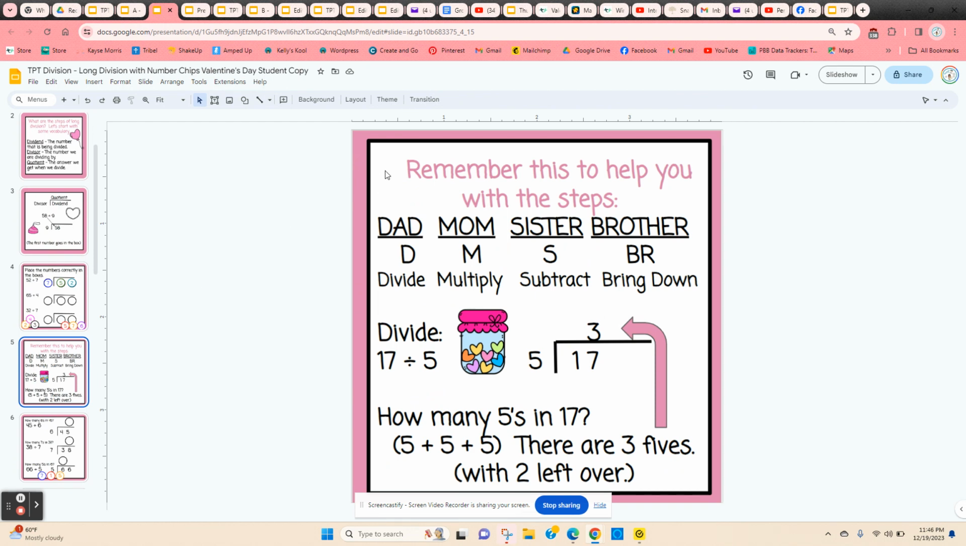Then it gives students the acronym Dad, Mom, Sister, Brother in order to learn the steps of long division: divide, multiply, subtract, and then bring down. And they're going to get a lot of practice doing this.